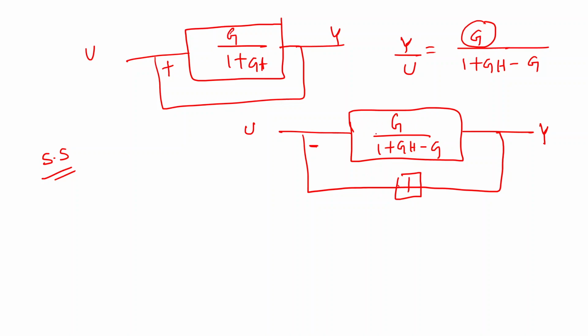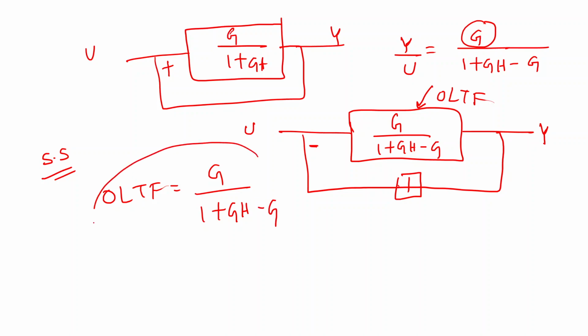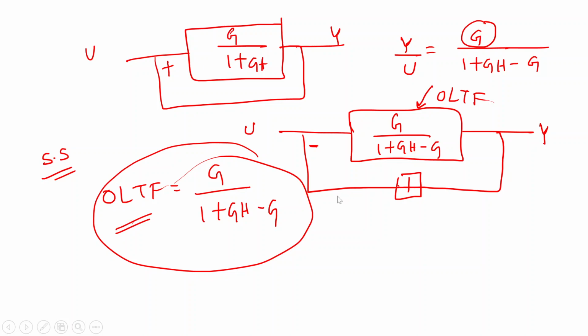And how can you find out the steady state error? I don't want to consider the closed loop transfer function, whatever is given, but the open loop transfer function. Now for this expression, what is the open loop transfer function? The open loop transfer function is G divided by 1 plus GH minus G. You solve this, and from this open loop transfer function I will tell you the shortcut for finding the steady state error. You understand how a non-unity feedback system is converted into a unity feedback system for finding the steady state error. Everyone is clear? Then I'll proceed.